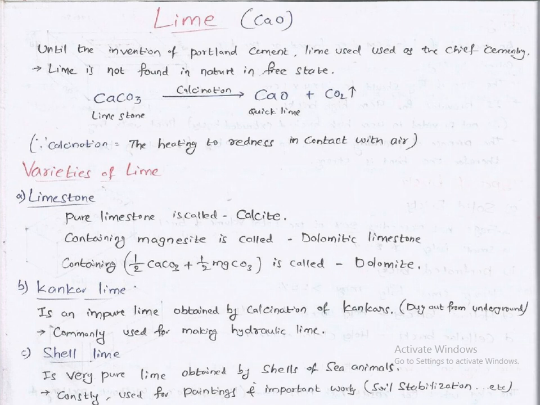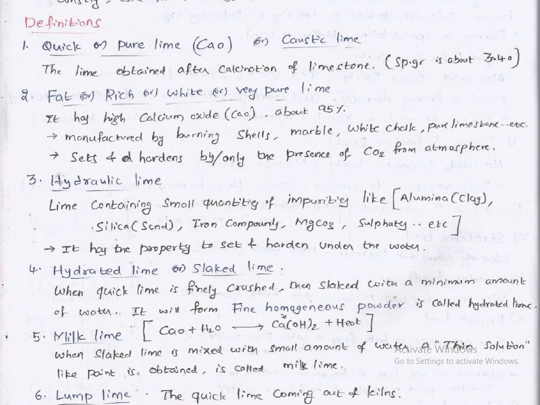Definitions of quick or pure lime, CaO, also known as caustic lime. The lime obtained after calcination of limestone, specific gravity is about 3 to 4. Fat or rich or white or pure lime has high calcium oxide, CaO, about 95%, manufactured by burning shells, marble, white chalk, pure limestone, etc. It sets and hardens only by the presence of carbon dioxide from the atmosphere.